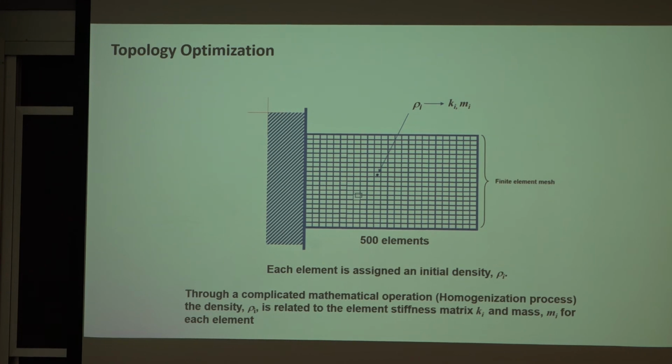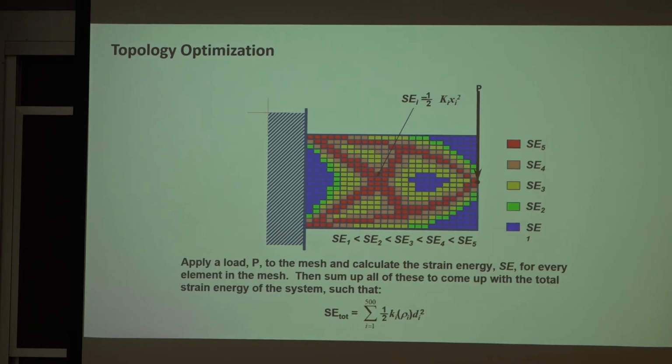Using the homogenization approach, you can then calculate out a stiffness matrix for each of these elements and a mass. Then you can, using finite element analysis, knowing the boundary conditions, you can calculate out a strain energy for each of these elements. And then you can add up all those strain energies to calculate out the aggregate strain energy for this entire cantilever beam.